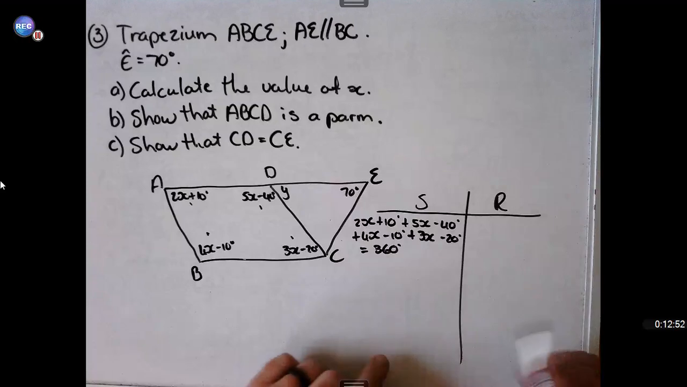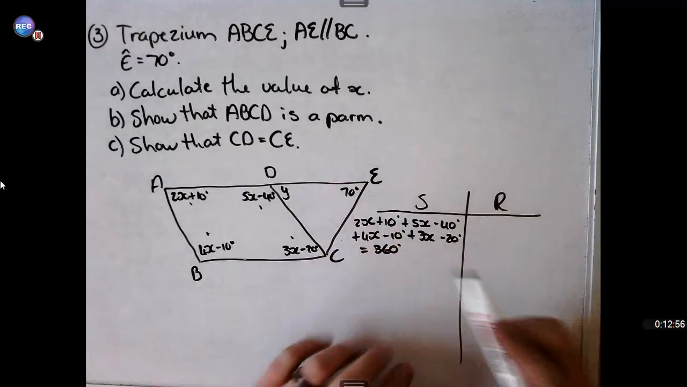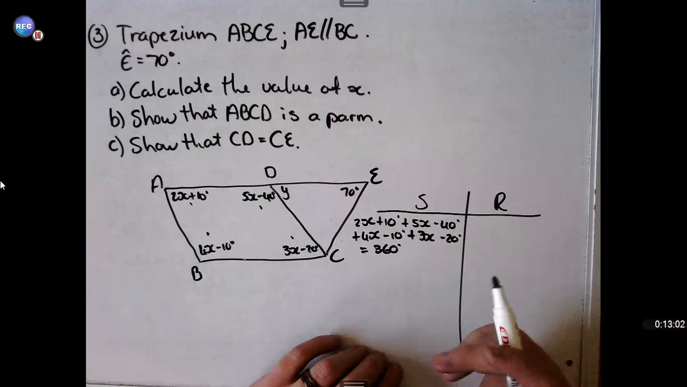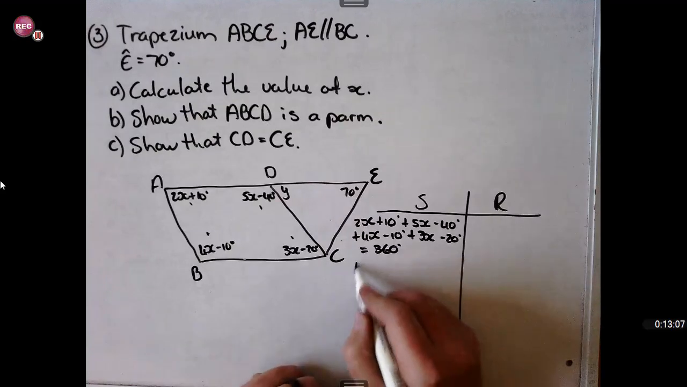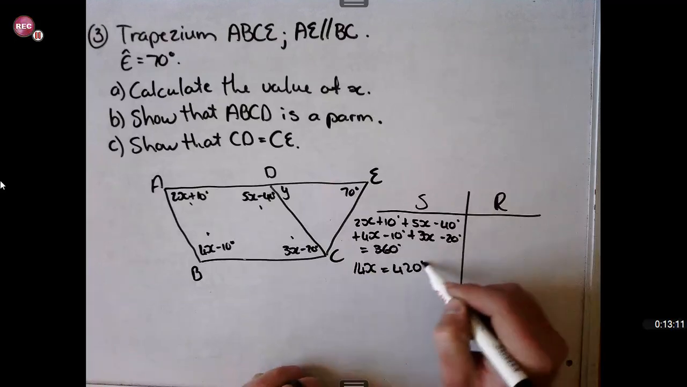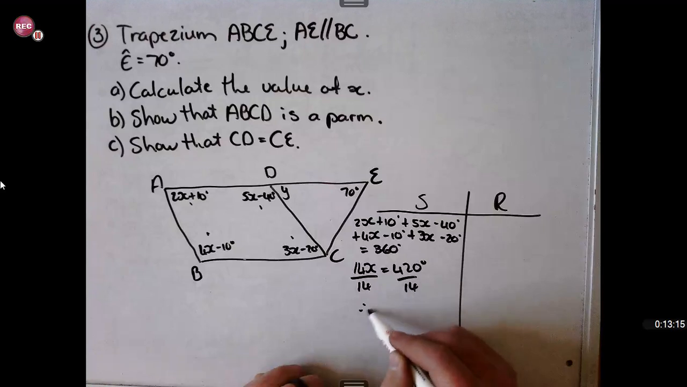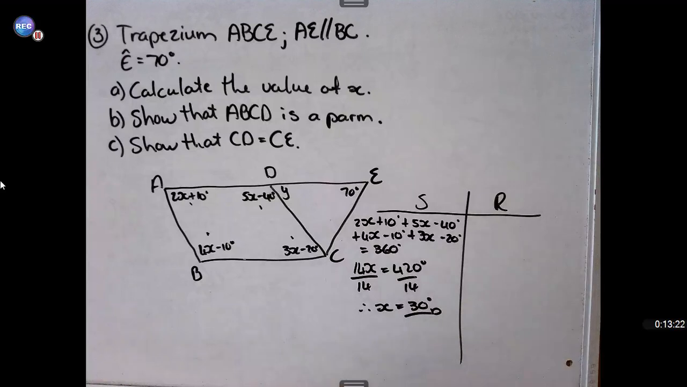When you go and calculate for x, take all the constants over to the other side and put all the x's on one side. Remember to do your sign changes when you carry the signs over to the other side of the equal sign. You'll then at the end sit with 14x is equal to 420 degrees. You'll divide both sides by 14, and therefore you'll find that x is equal to 30 degrees. So now you've calculated for x.